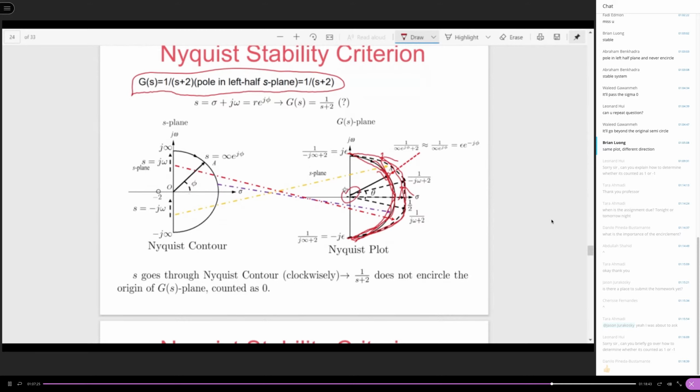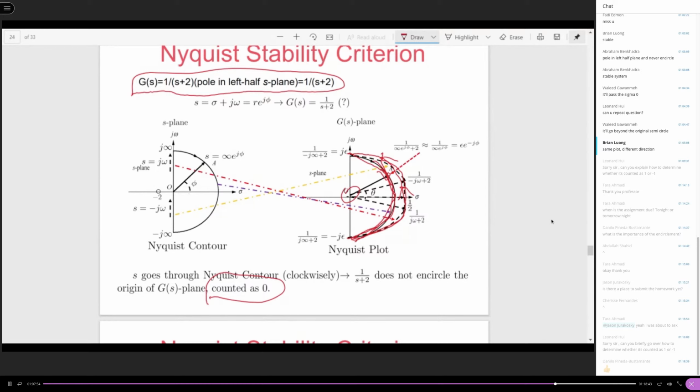But like what I said, because there's no encirclement around the origin, I really don't care what the direction is. Either way, it's counted as 0. There's no contribution to the encirclement around the origin. So this is the evaluation of both left half plane and right half plane poles and zeros.